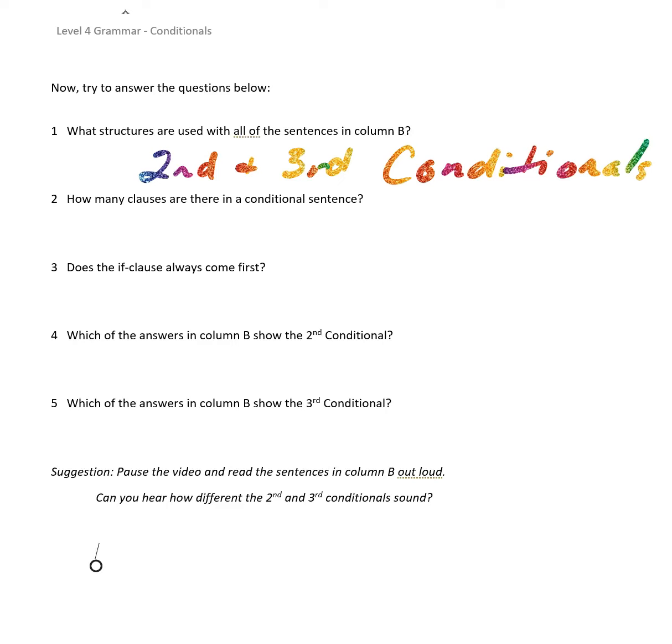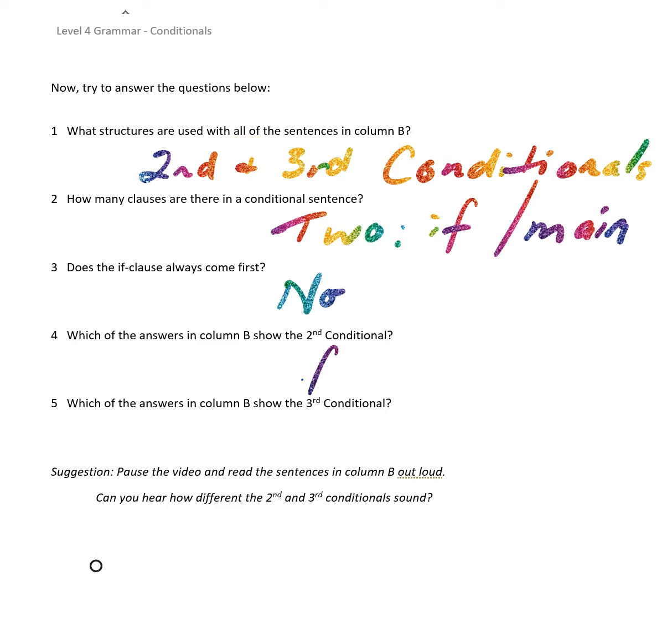How many clauses are there in a conditional sentence? There are two. And we said that they are the if clause and the main clause. Does the if clause always come first? We said that the answer is no. Which of the answers in column B show the second conditional? Go back and look if you like. It's the first three. And which of the answers in column B show the third conditional? It's the second three.